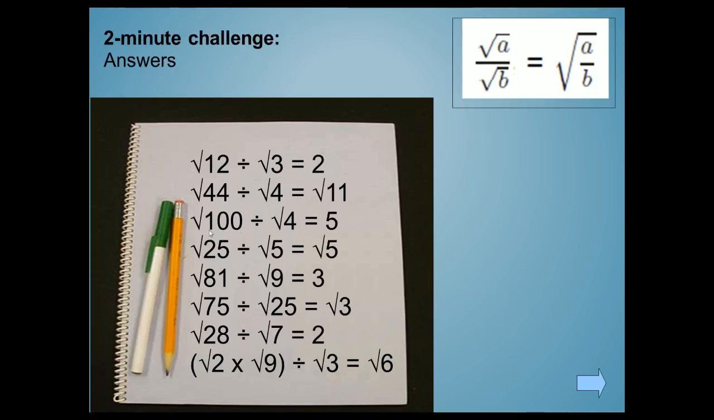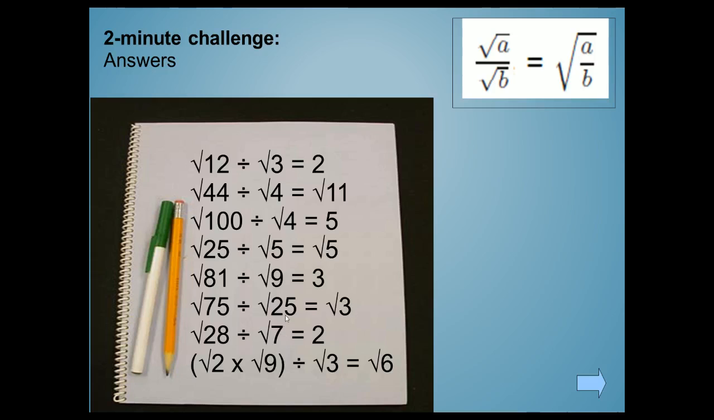You would have got 2, because 12 divided by 3 is the square root of 4, which is 2. 44 divided by 4 is 11. The 100 divided by 4 would give you 25, and the square root of 25 would give you 5. Square root of 25 divided by 5 is the square root of 5. 81 divided by 9 is the square root of 9 again, which is 3. 75 divided by 25 is the square root of 3.